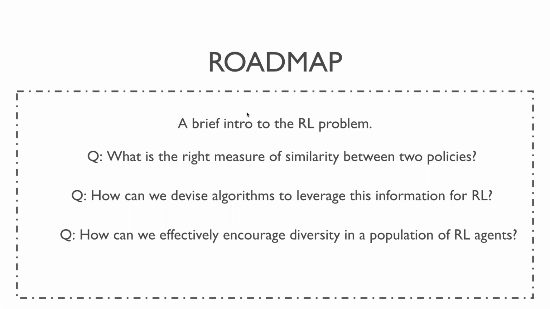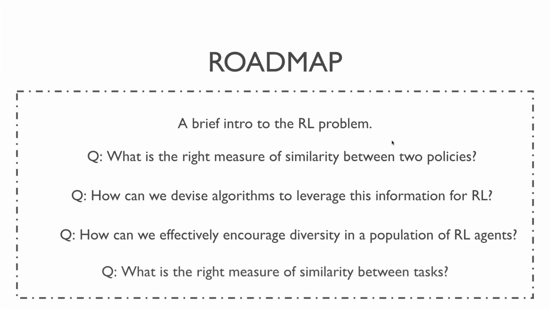Then we'll look at how we can use this framework of thinking to design a particular algorithm that effectively encourages diversity in a population of RL agents. I'll finish by touching on a meta question, which is: what is the right measure of similarity between tasks? That should tie in with the previous discussion, in a progressively more complex way.